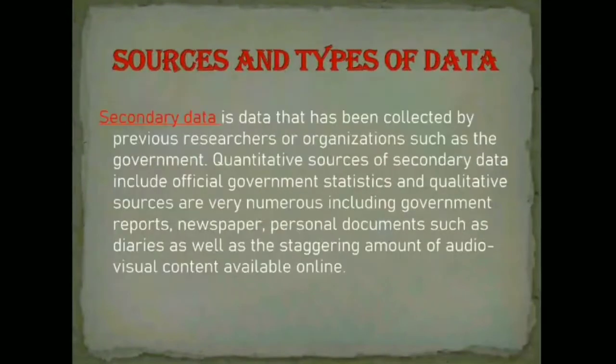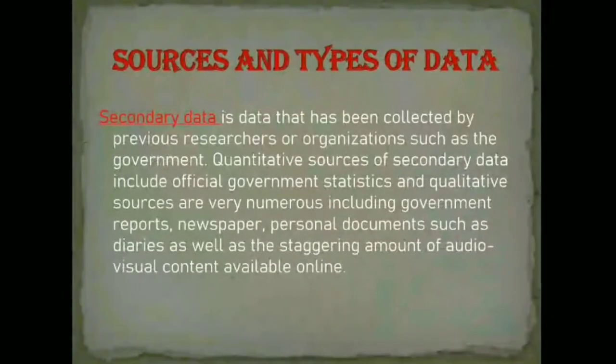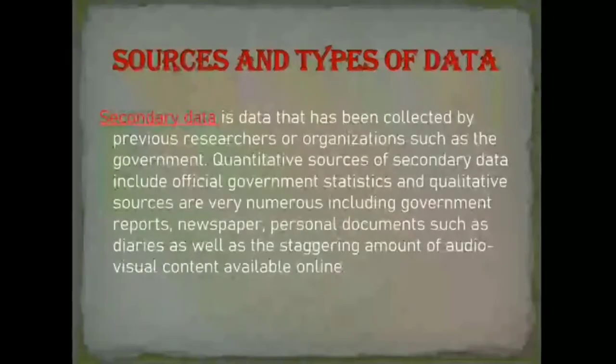Secondary data. Secondary data is data that has been collected by previous researchers or organizations, such as the government. Quantitative sources of secondary data include official government statistics, and qualitative resources are very numerous, including government reports, newspapers, personal documents such as diaries, as well as the staggering amounts of audio-visual content available online.